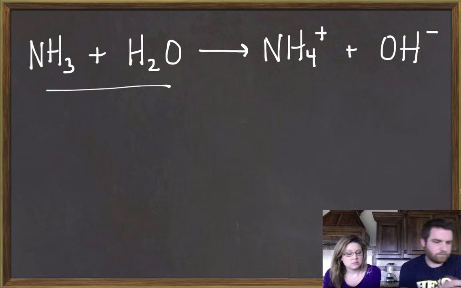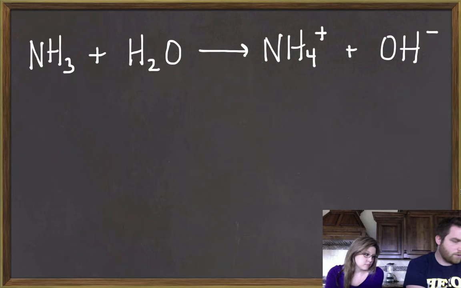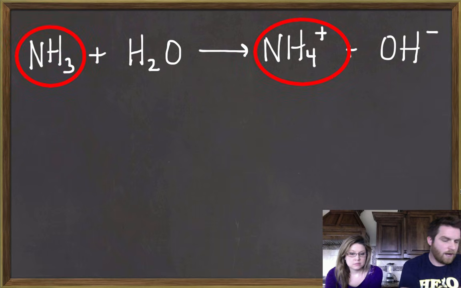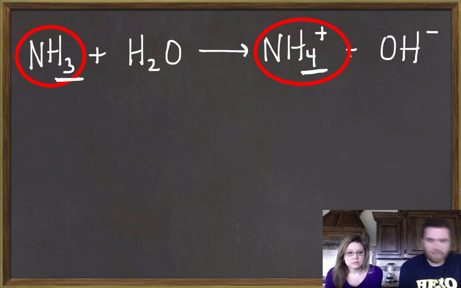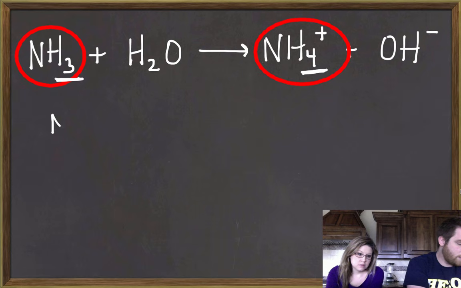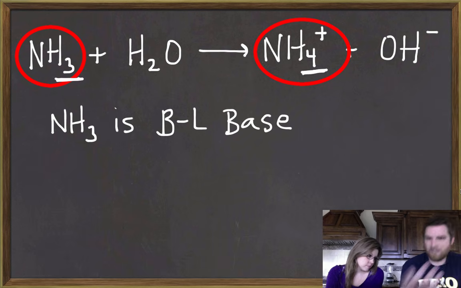Okay, well, it looks to me like NH3 accepted. So NH3 right here, if we move from here to here, it got an extra hydrogen. Yep. See, it has 4, used to have 3. And so it accepted the proton. So we will say that NH3, ammonia, is the Bronsted-Lowry base, because it was the acceptor. It accepted the proton.